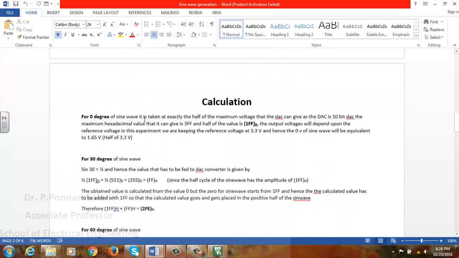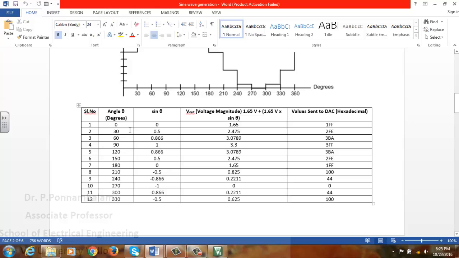So for 0 degree of the sine wave, it is taken at exactly half of the maximum voltage that the DAC can give us. Whatever value you put in the DAC register, which is basically a 10-bit DAC, the maximum is going to be 3FF. So half of the value is 1FF. You can calculate and check. Half of 3FF is 1FF. And as I've already mentioned, the reference voltage we are going to keep as 3.3 volt, and hence half of 3.3 volt will be 1.65 volt. So for 0 degree, 1FF is taken. Coming to the next value, 30 degree.